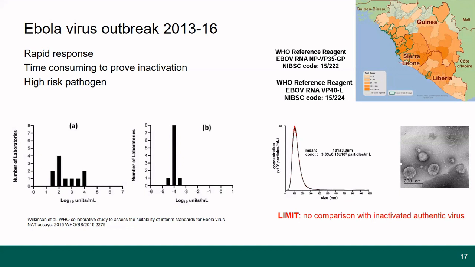And the graphs on the left are from the collaborative study that was organized by Diana Wilkinson and NIBSC. So panel A is the results from one sample, and they are the copy numbers or not detectable units from several laboratories. There is a result spread of 3-5 log. When you normalize data to the interim standard, you can see the majority of the laboratories actually achieve exactly the same results. One of the limits of this study was the lack, as mentioned, of comparison with an inactivated virus.